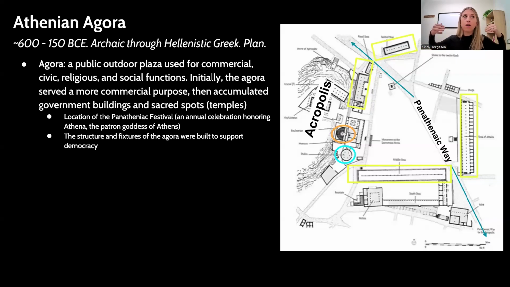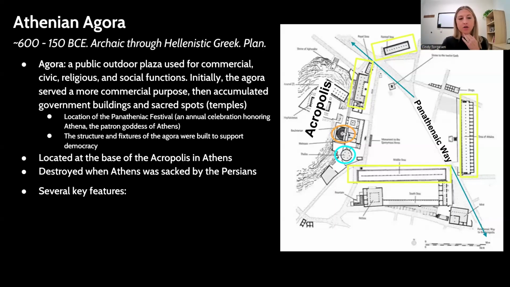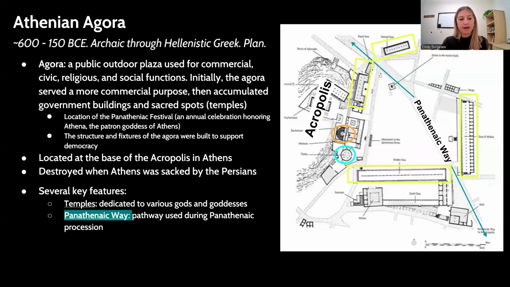The areas are meant to encompass more people and to be more inclusive. Again, with the caveat that you had to be a landholding male. So it's not like everyone was included, but it was broader than it had been historically. So yes, at the base of the Acropolis, we've talked about that, eventually destroyed by the Persians, and we'll talk about that rebuilding. But there were temples. We have this Panathenaic Way. We have a Bouleuterion. We'll see a picture of that in a minute.